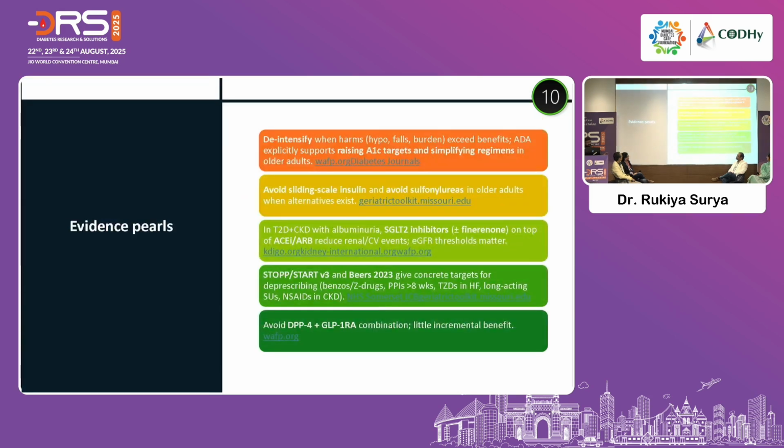Evidence pearls: de-intensify when harms exceed benefits. ADA explicitly supports raising A1C targets and simplifying regimens in older adults. Avoid sliding scale insulin and avoid sulfonylureas in older patients when alternatives exist. In type 2 diabetes with CKD with albuminuria, SGLT2 plus or minus finerenone on top should reduce renal events. And start V3 and give concrete targets for prescribing the benzodiazepines. Avoid DPP4 with GLP-1 RA combination, as it has very little incremental benefit.